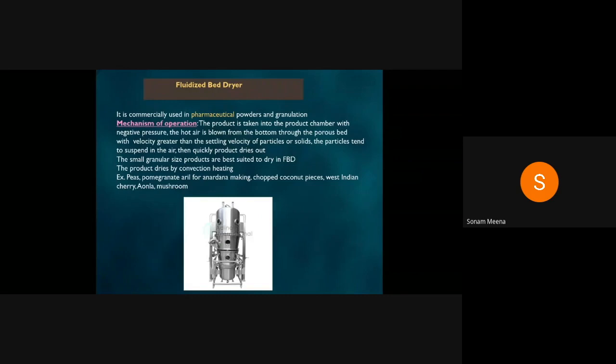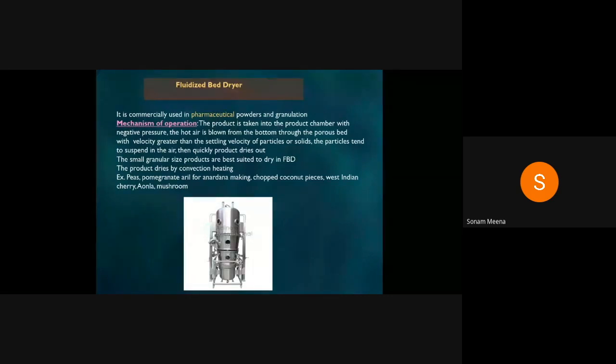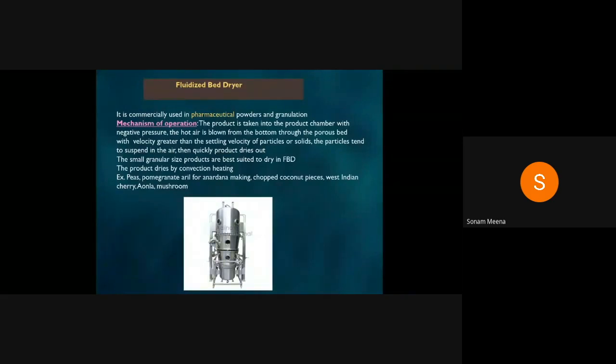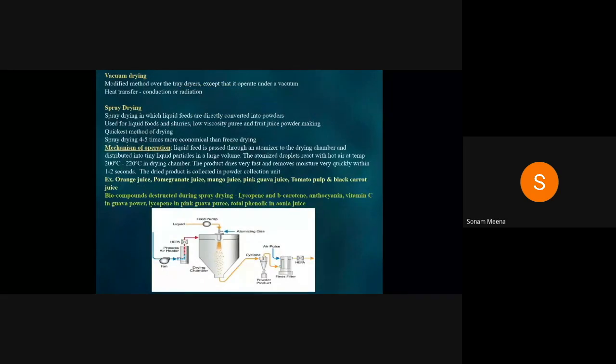And this is the fluidized bed dryer, mainly used for peas, pomegranate aril, chopped coconut pieces, West Indian cherry, amla, and mushroom. Mainly peas are mostly used. And then spray drying may be used for fruit juices like orange juice, pomegranate juice, mango juice, pink guava, tomato pulp, and black carrot. One time, they asked the spray drying diameter, 10 to 200 micrometer. That was asked in the JRF exam.